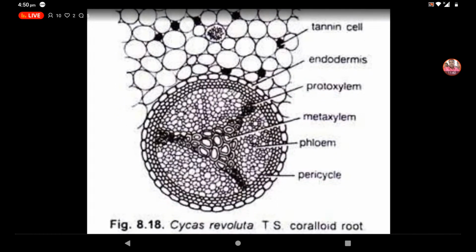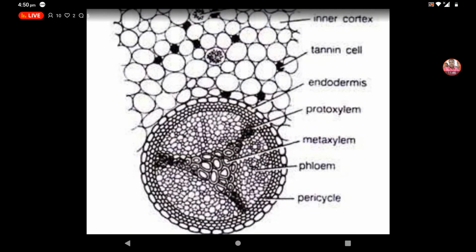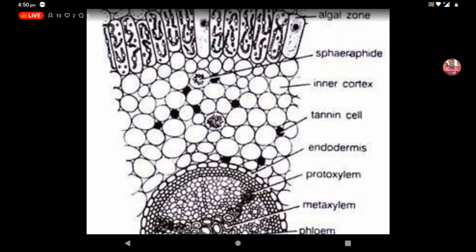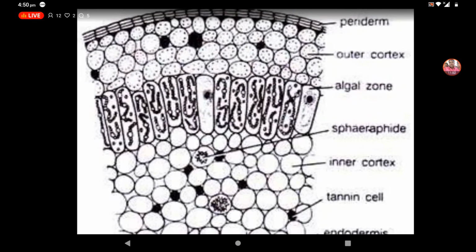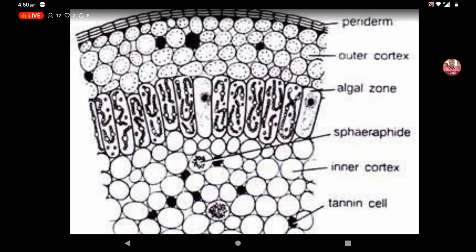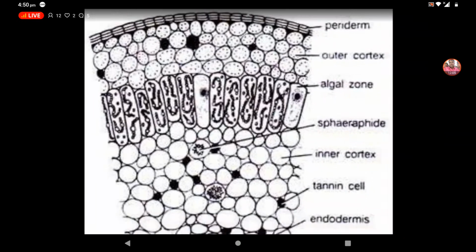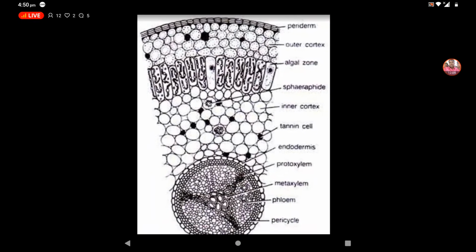The same arrangement is also found in Cycas. All gymnosperms also exhibit a similar type. Coming to the algal zone, in this cortex only they have an association. The algal zone is because of blue-green algae, also called cyanobacteria. Nostoc and Anabaena are present in symbiotic association for nitrogen fixation. So the coralloid root cross section is taken here.